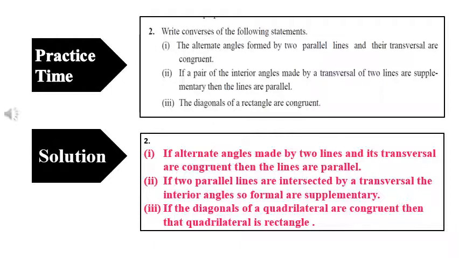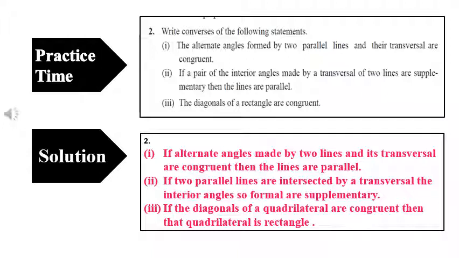Earlier they had given us that the lines are parallel and therefore the angles are congruent. Correct? Here we are writing the reverse: if the alternate angles are congruent, then the lines are parallel. So these are converse statements.